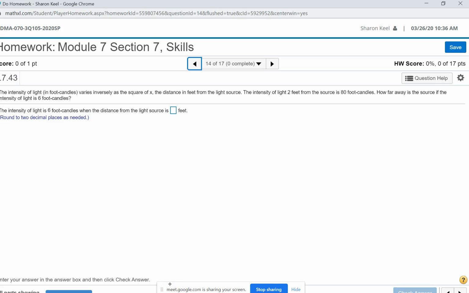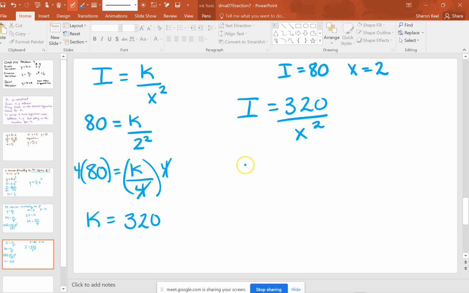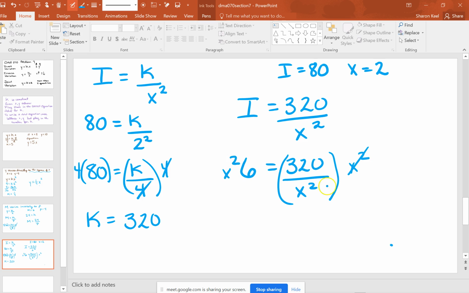It says how far away is the source if the intensity of light is 6 foot candles? So if the intensity is 6 foot candles, how far away is it? We're being told that the intensity is 6, and we want to know what is the distance. So the way we're going to do this is plug in the 6. We have the 320 for the constant. Multiply both sides by x squared. That cancels. So 6x squared equals 320.